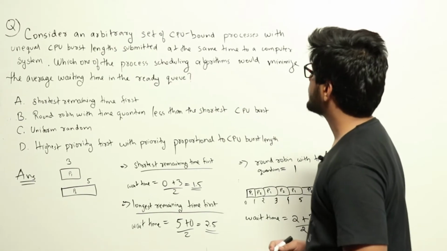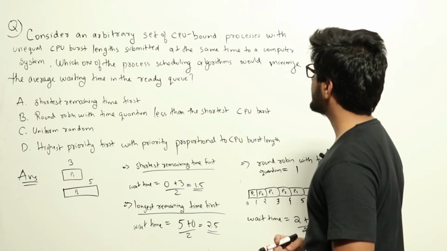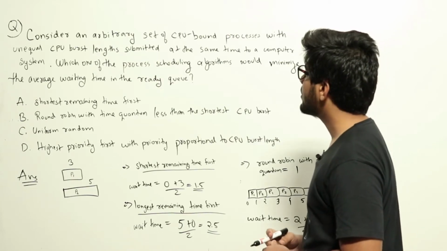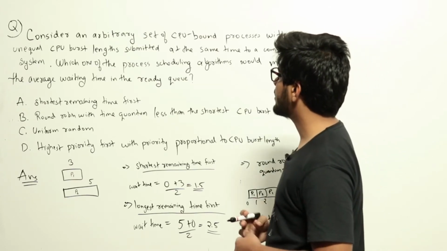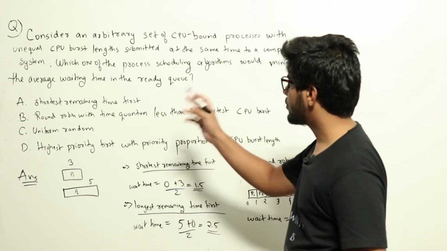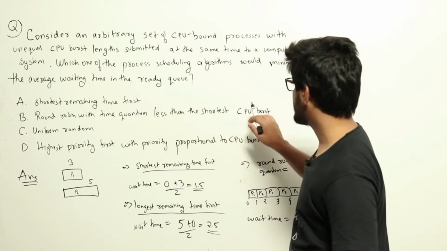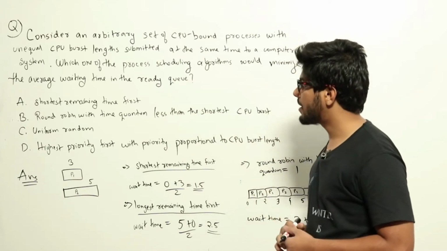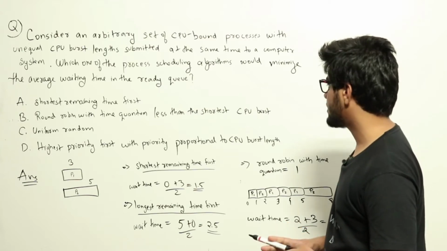Consider an arbitrary set of CPU-bound processes with unequal CPU burst length submitted at the same time to a computer system. Which of the following process scheduling algorithms would minimize the average waiting time in the ready queue? A. Shortest remaining time first. B. Round robin with time quantum less than the shortest CPU burst. C. Uniform random. D. Highest priority first with priority proportional to CPU burst length.